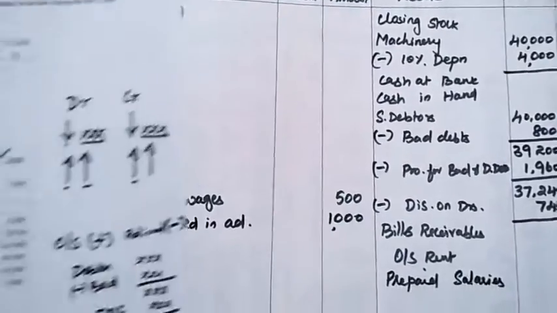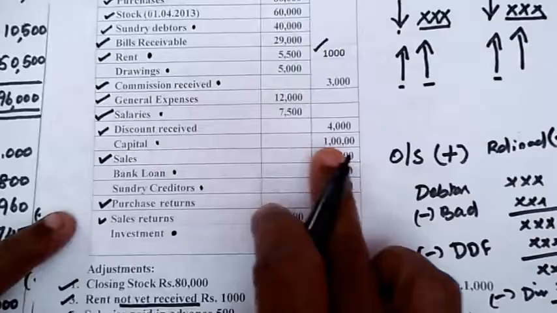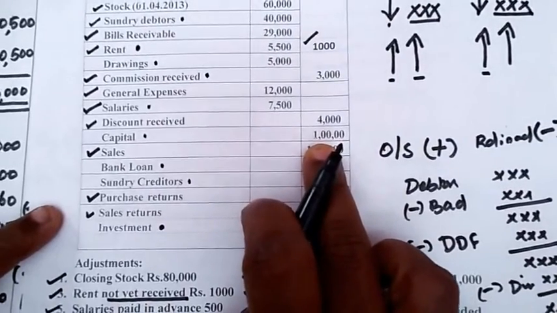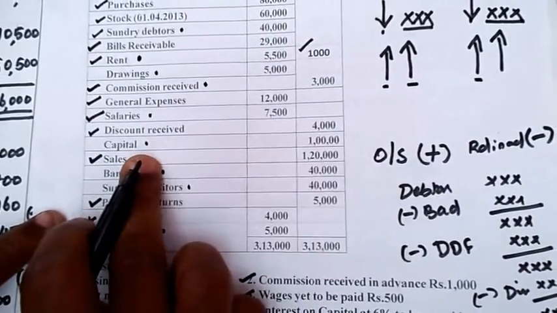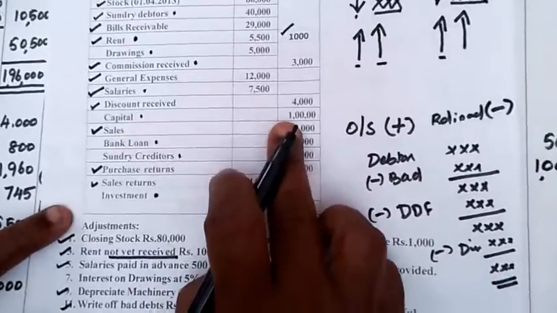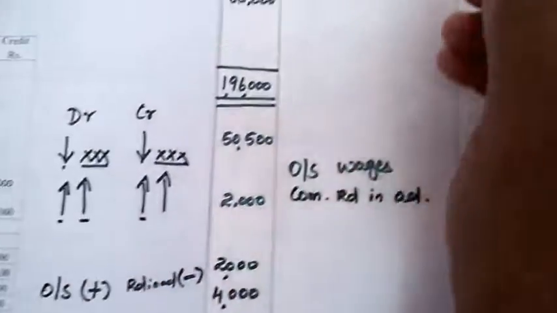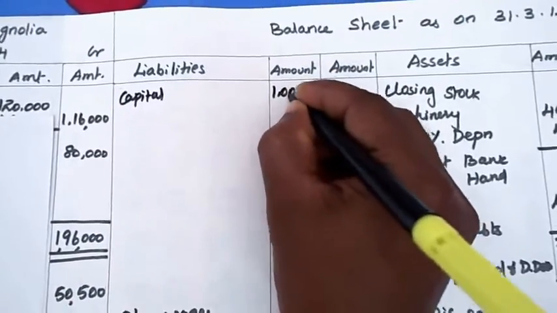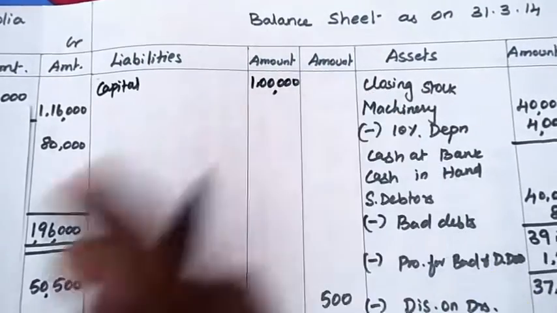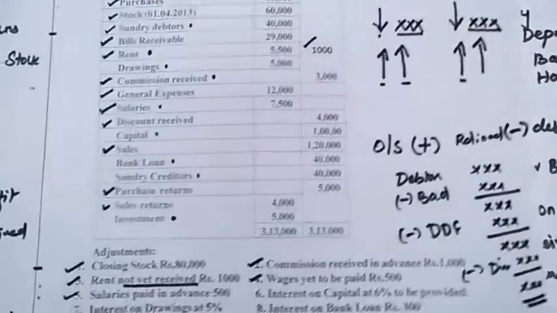So how much capital is there in this problem? 1 lakh. Now, enter this amount in the inner column. Why? Because there is an adjustment. How much? 1 lakh rupees there. Just enter that amount in the inner column, and then just refer to the adjustment.